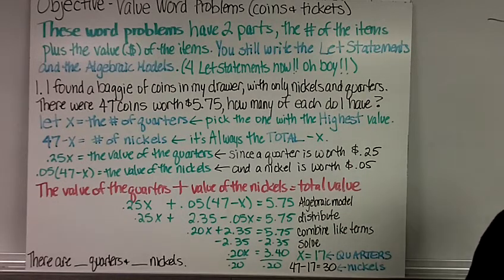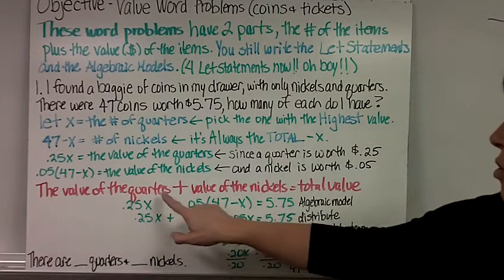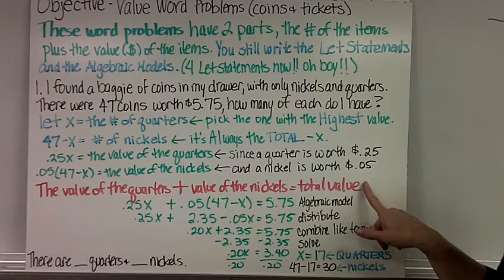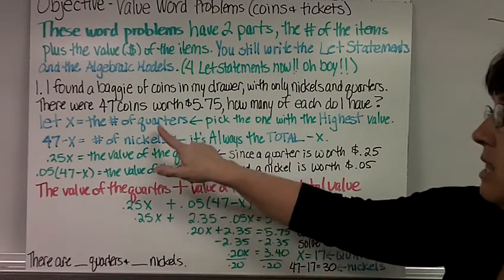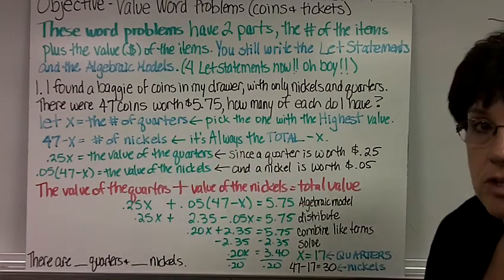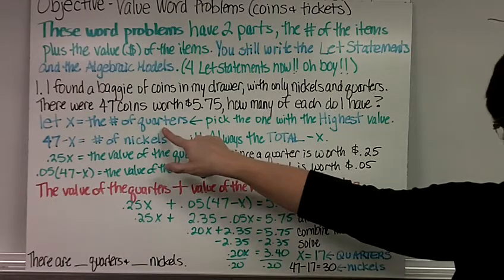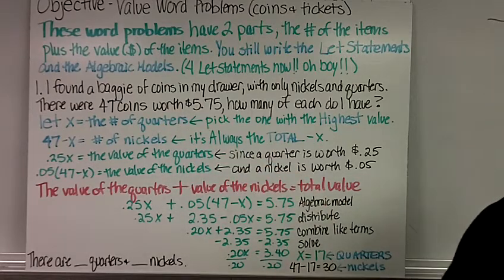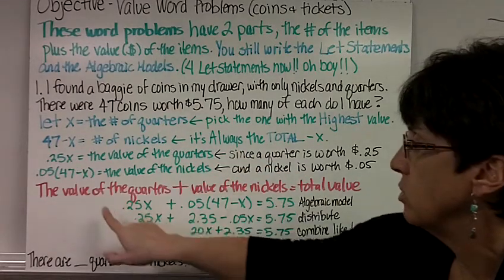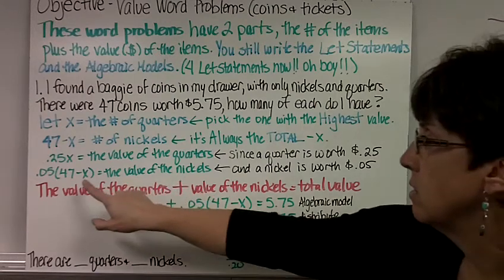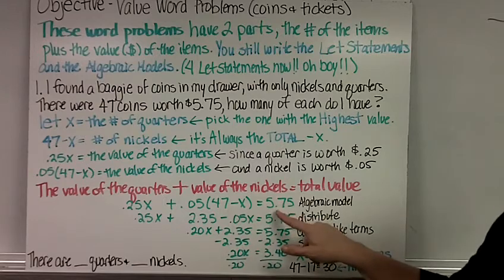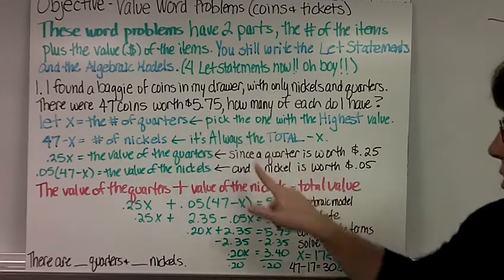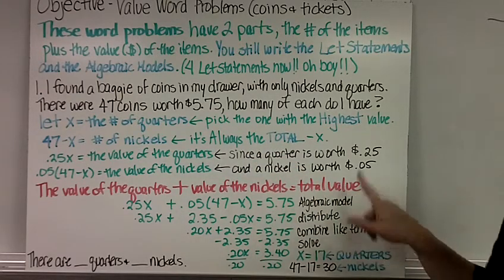Now we write our verbal model, which is the value of the quarters and the value of the nickels is the total value. These are the main let statements in the problem. The x and the 47 minus x are just setting up the number, and we'll use them when we get our answer. Okay? So the value of the quarters, 0.25x, the value of the nickels, 0.05 times the quantity of 47 minus x, equals the total value, which we get from our problem. All right, that's our algebraic model.